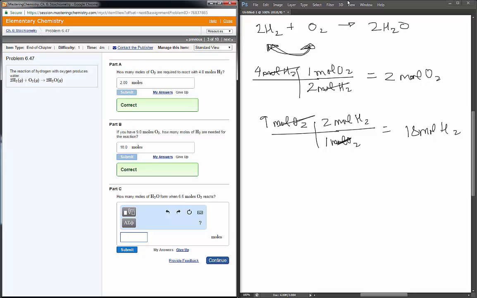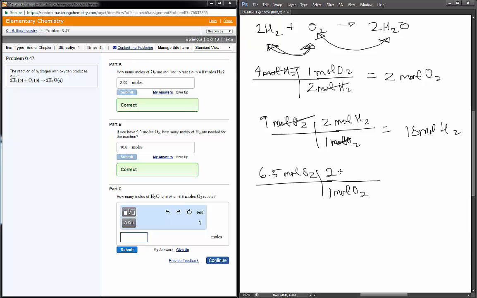Finally, how many moles of H2O form when 6.5 moles of O2 reacts? If I have 6.5 moles of O2 and I need to know how much H2O I get, I can see, according to my equation as written, that 1 mole of O2 goes to form 2 moles of H2O. So I'm going to put 1 mole of O2 on the bottom so that I can cancel those units, and 2 moles of H2O on top, so I get the units that I need. 6.5 times 2 is 13 moles of H2O.